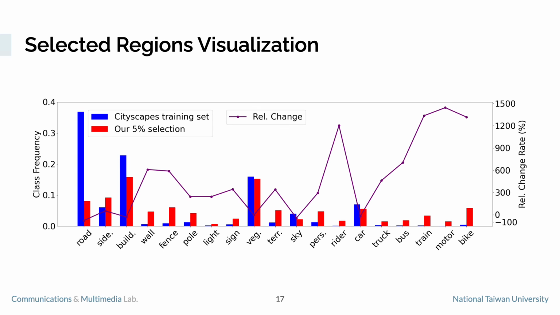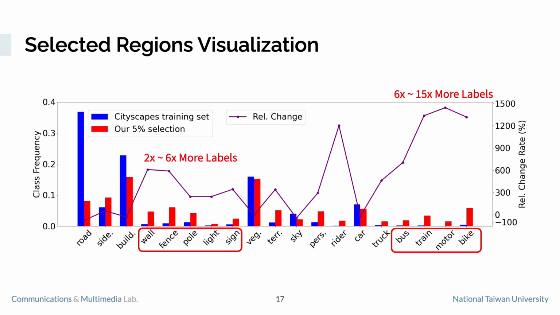We also visualize the labeling distribution of selected regions. It shows that our method indeed selects more labels on hard categories, but fewer on easy ones like road and building.